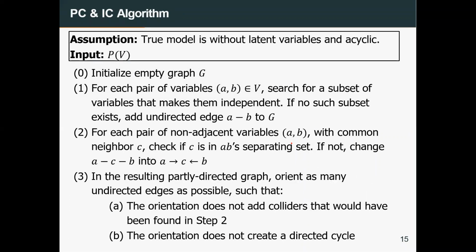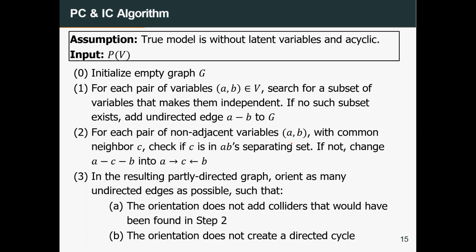But yeah, this brings us to the PC/IC algorithm, which is one of the first algorithms to learn this causal structure. The assumption that we make in this algorithm is that the true model that we're going to base everything on does not have any latent variables and is also acyclic.